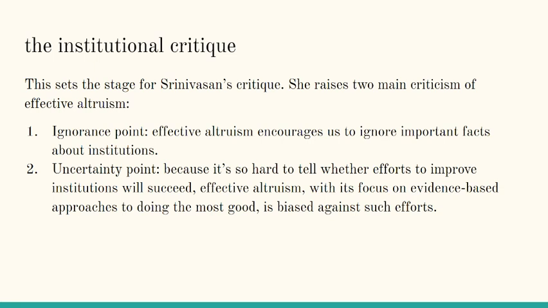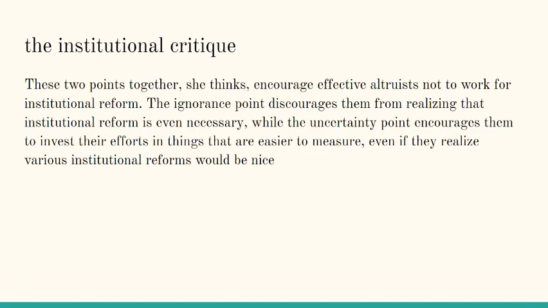It's easy maybe to quantify, okay, how much does an anti-malaria bed net cost, and so on. Very hard to quantify, what are our chances of getting the minimum wage raised, or getting a new trade policy enacted, this sort of thing. And she thinks these two things together sort of encourage effective altruists to not work so much on institutional reform.